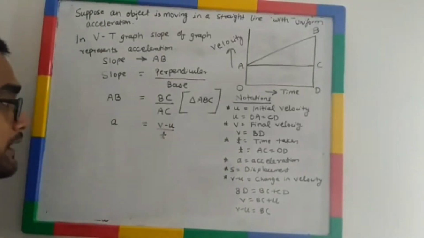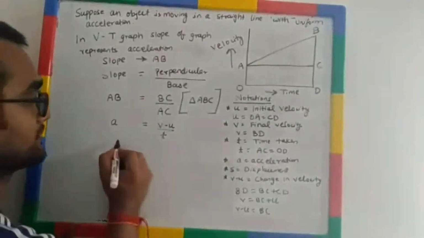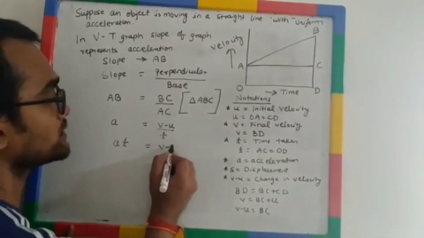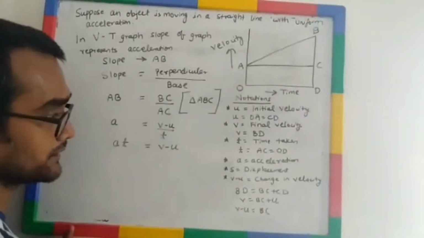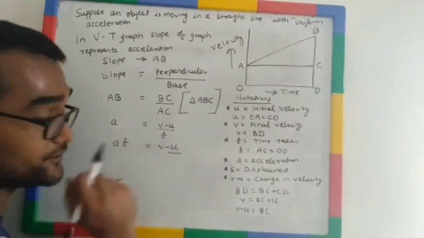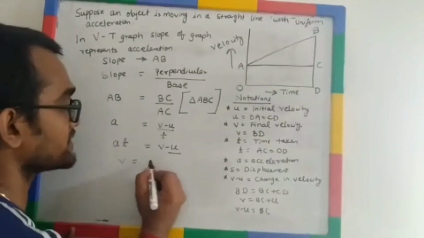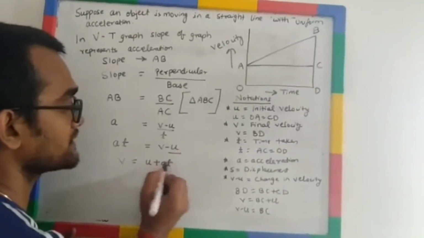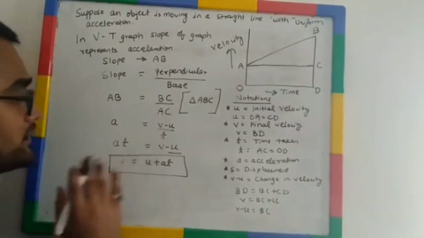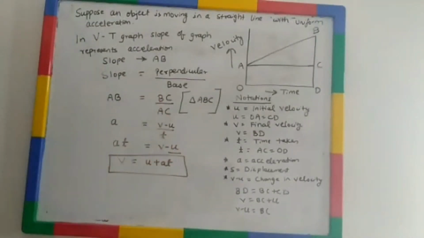Now, I will shift T from right hand side to left hand side. A into T is equal to V minus U, and by shifting initial velocity, that is U, from right hand side to left hand side, I got V is equal to U plus AT. Now the first equation of motion is derived in this way.